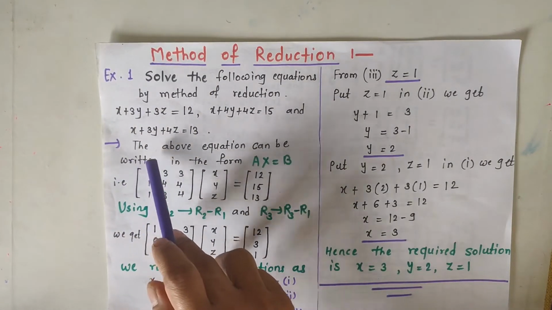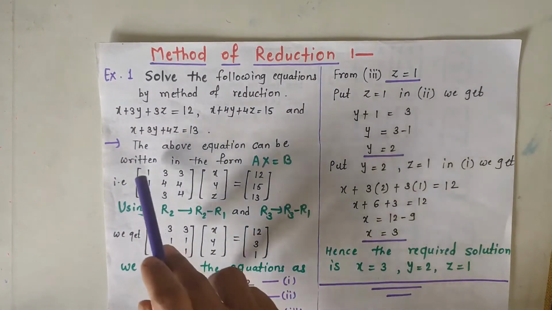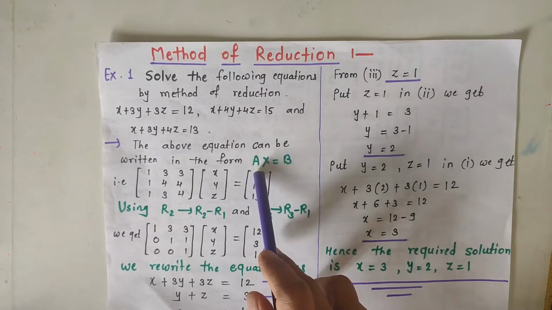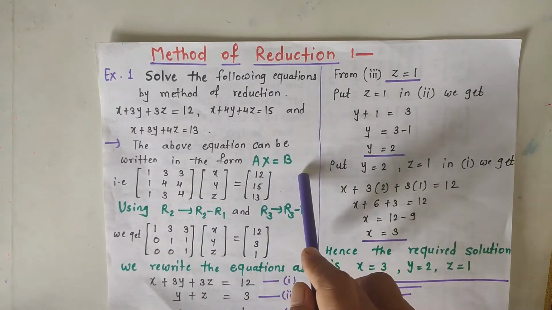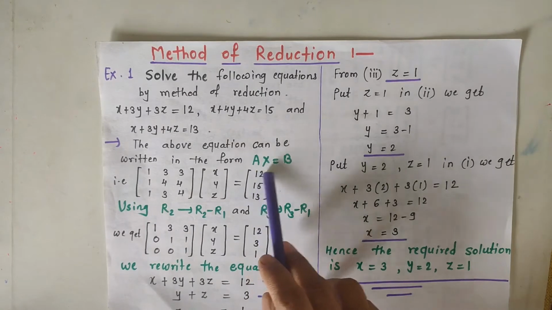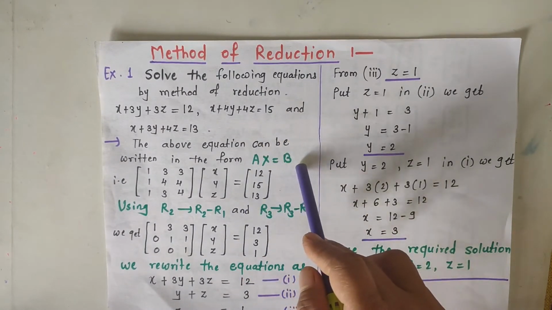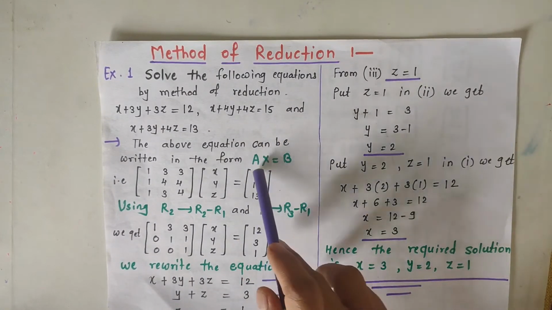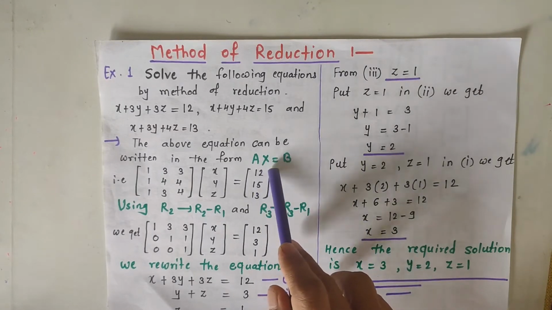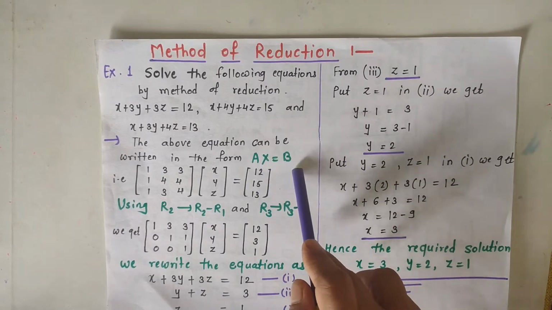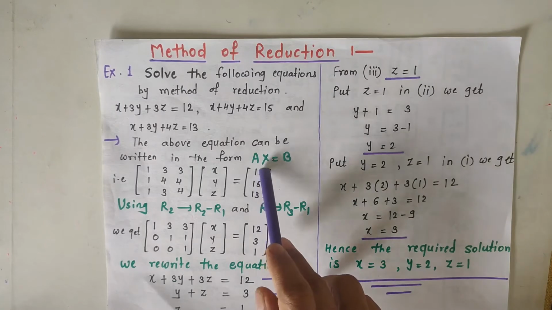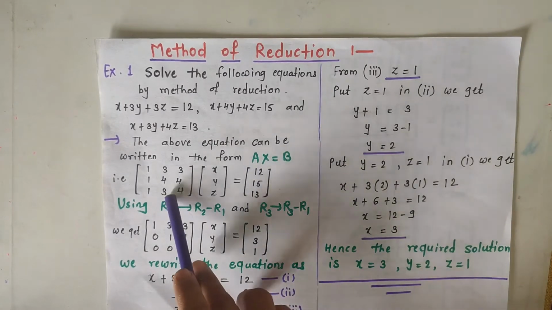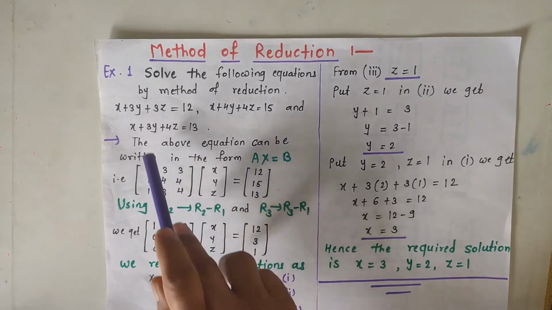Now the solution: the above equations can be written in the form AX = B. This is the matrix form of the linear equations. A is the coefficient matrix, X is the variable matrix and B is the matrix of constants. So first write the matrix A in coefficient form.